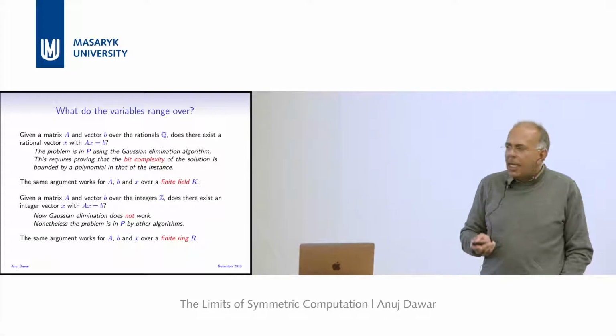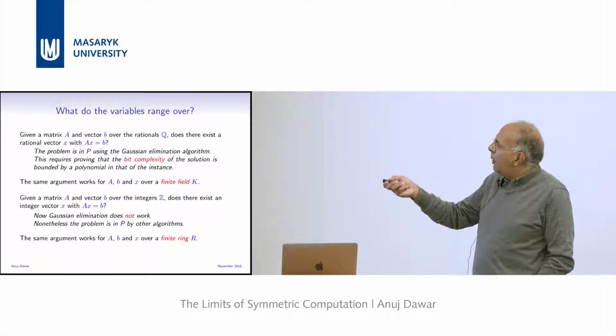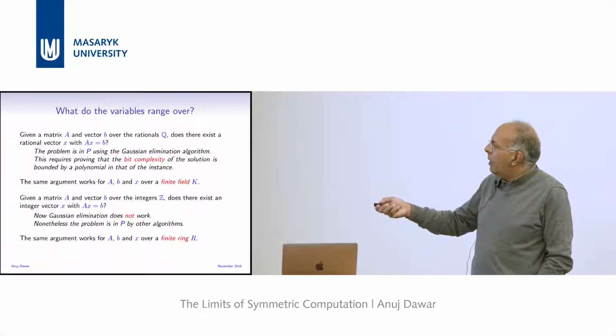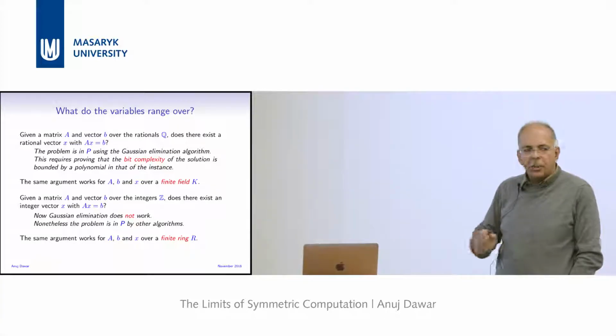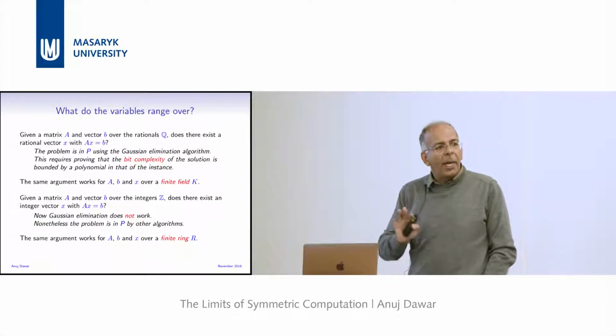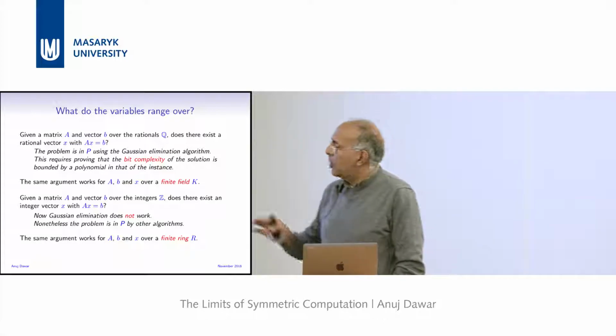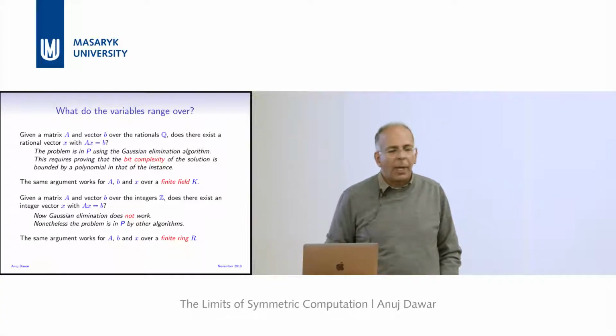And just like here, we could pass from the rationals to any finite field, by the same kinds of algorithms that work over the integers, we can pass to any finite ring, and we get polynomial time algorithms for solving the systems of equations over a finite ring.